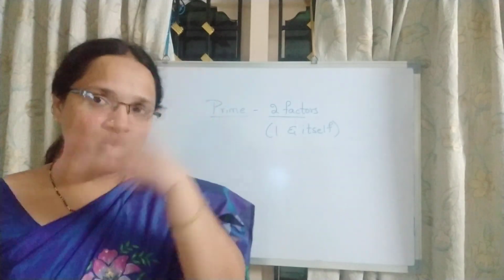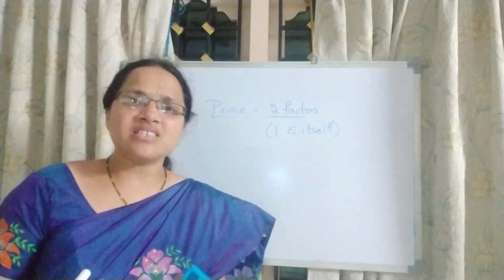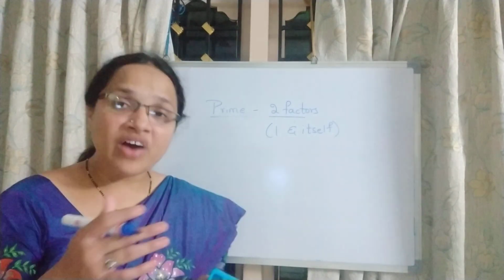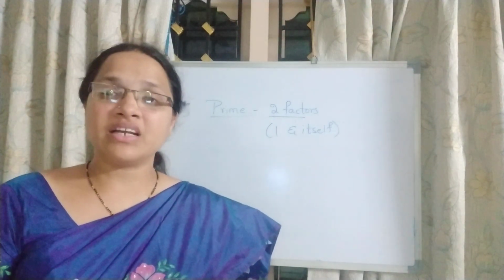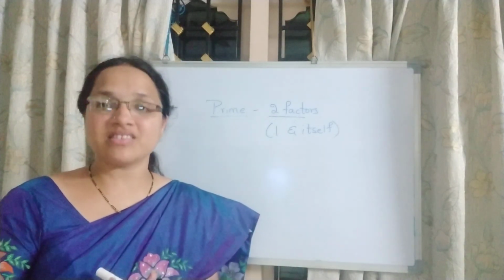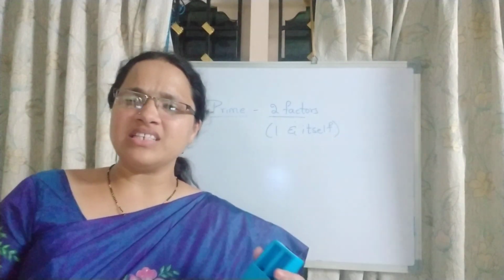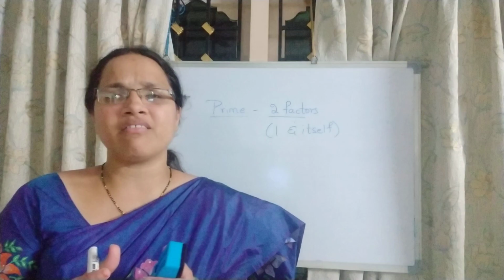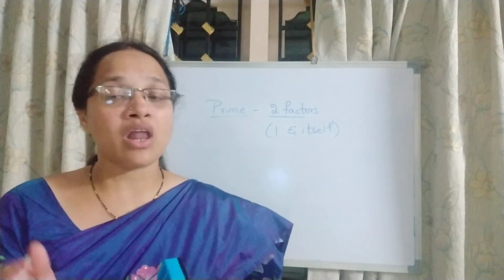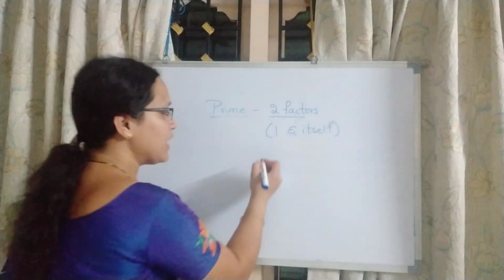Now let us see what factors are. Factors are those by which, when you divide a number, the number is exactly divisible. See, definitions are really very complex, but if you learn the definition along with an example, then you will surely get it. So let me take one example.